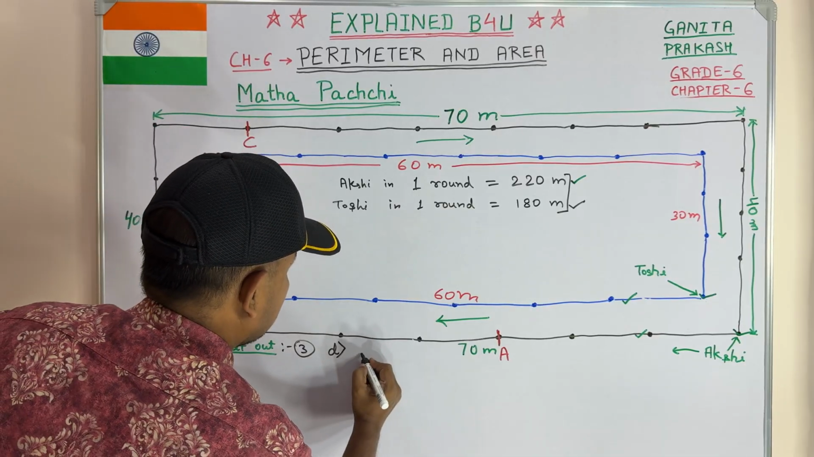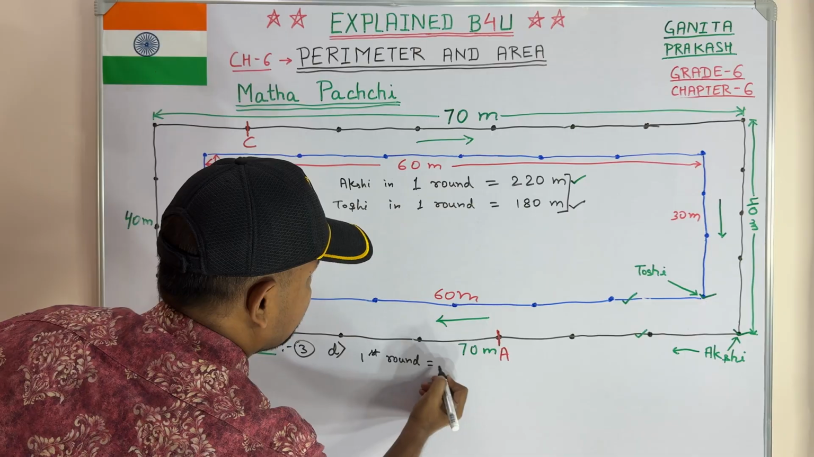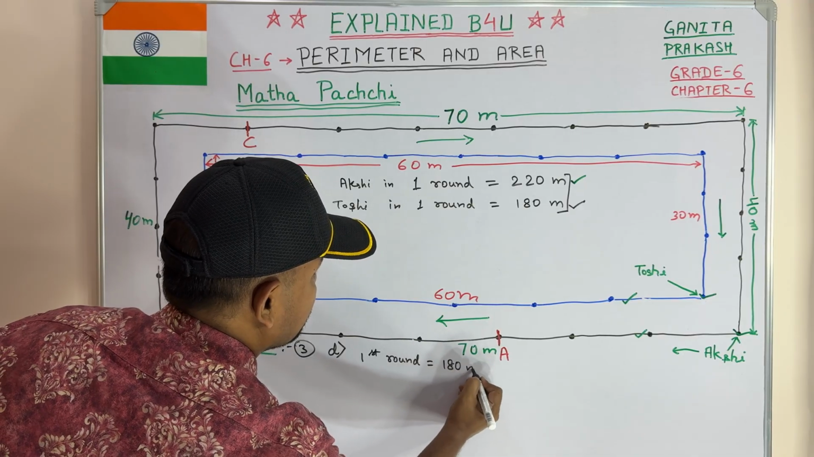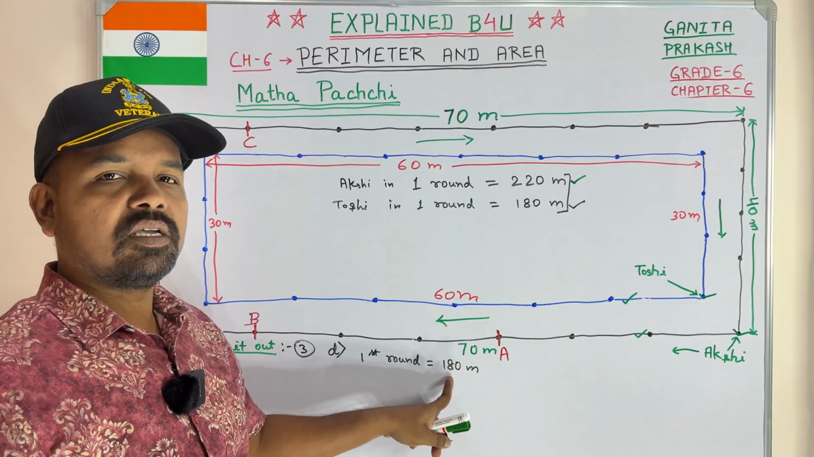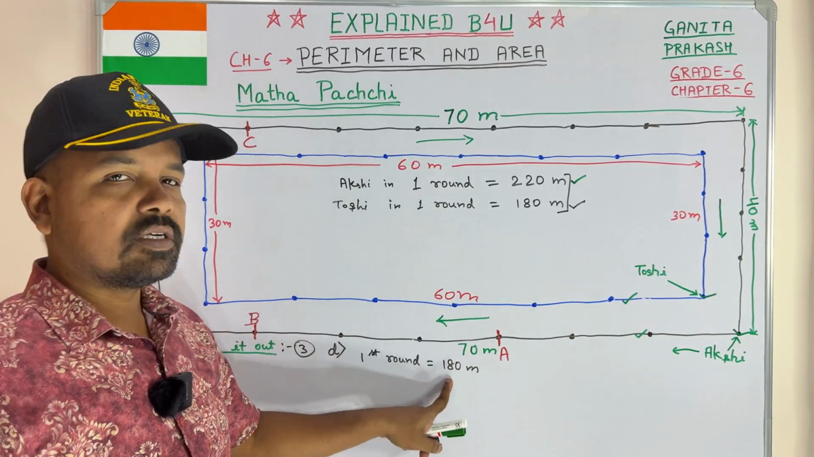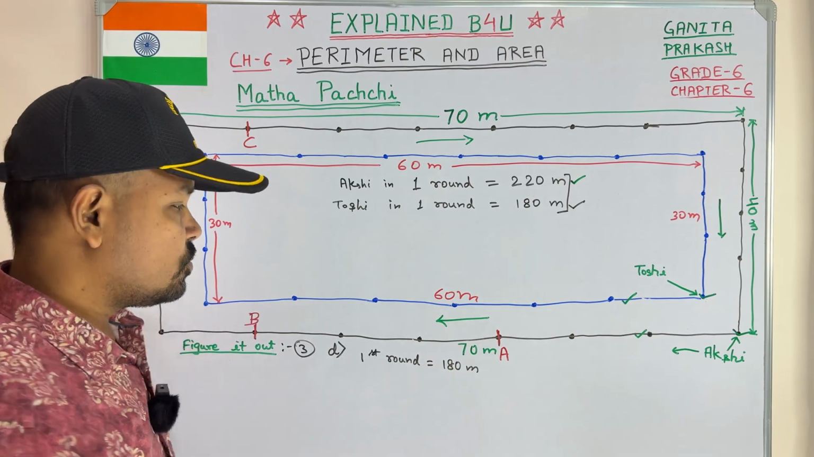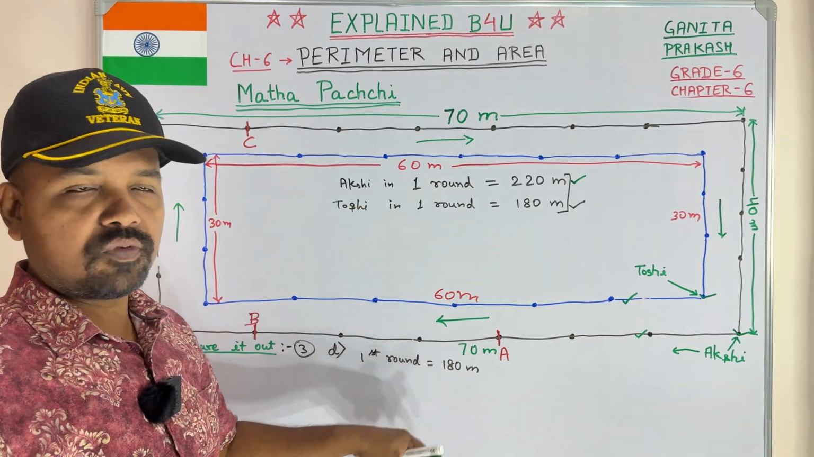So in the first round Toshi will cover 180 meters. So how much more meters does she need to reach 250 meters? Tell me. 70. So if she runs 70 more, she will cover 250 meters.